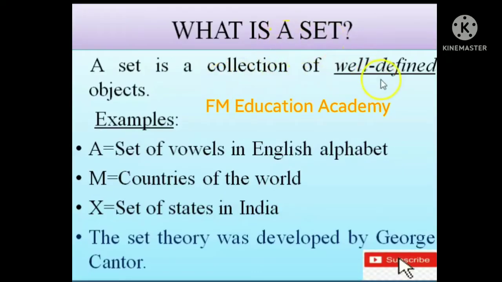What is a set? A set is a collection of well-defined objects. By well-defined, we mean that any object will have a specific property that is called as well-defined.